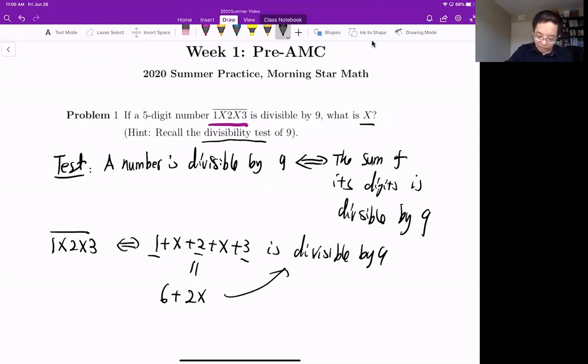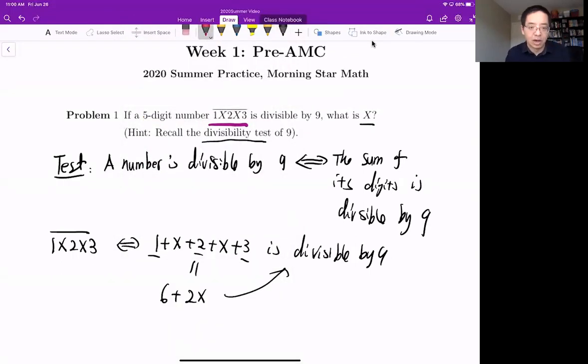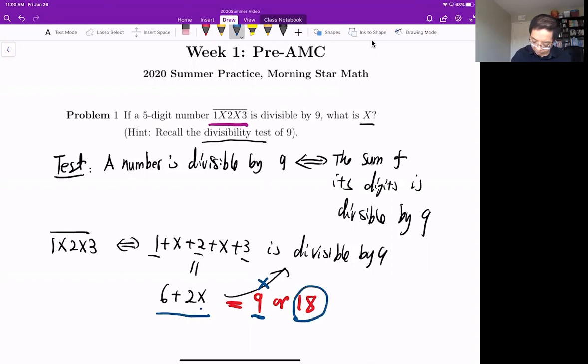Now, in order for this to be divisible by 9, let's see how many possible choices we have. It could be 9, or 18. Why not go up to 27? 27 is too large, it's impossible. Looking at the two cases, 9 is impossible, because 6 plus 2x is even, you cannot get 9. So the only possibility is 18. So I have 6 plus 2x equals 18. From here, I quickly get x equals 6.